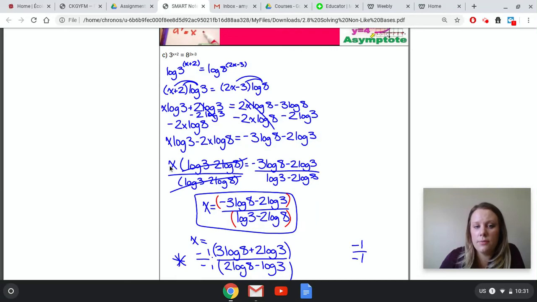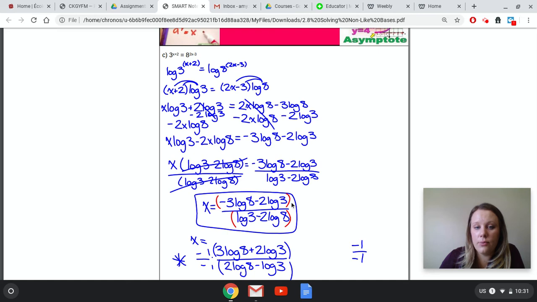Once you've GCF'd the x out, you're going to divide both sides by this entire bracket. Okay, that's what you can see me doing here. This side will cancel to give you just x. This side is your answer.